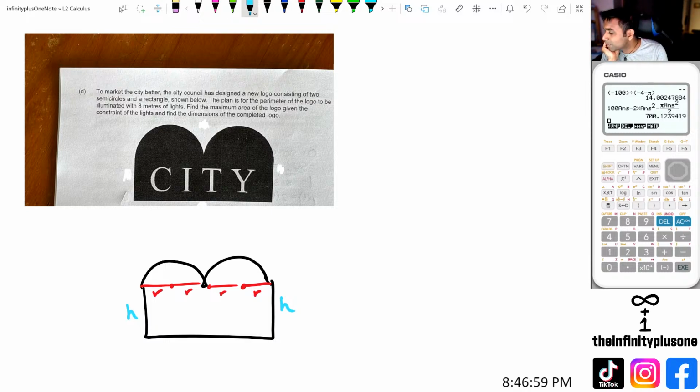Yes, that is the secret to optimization. I think you've just figured it out. You find the perimeter equation, get rid of one of the variables, and then substitute it into the area equation, and that's your excellence 8 points right there.